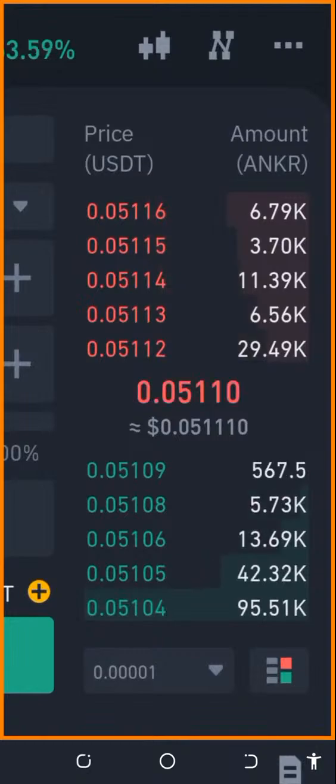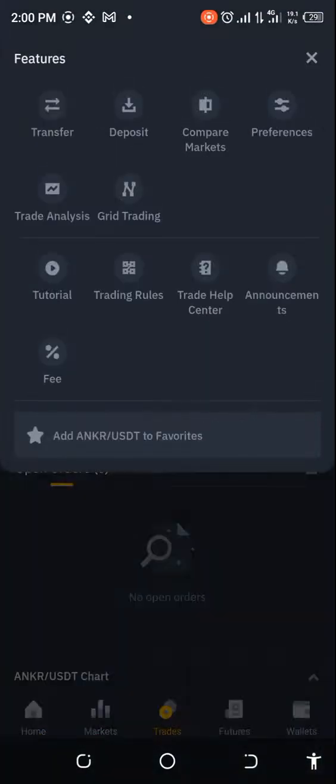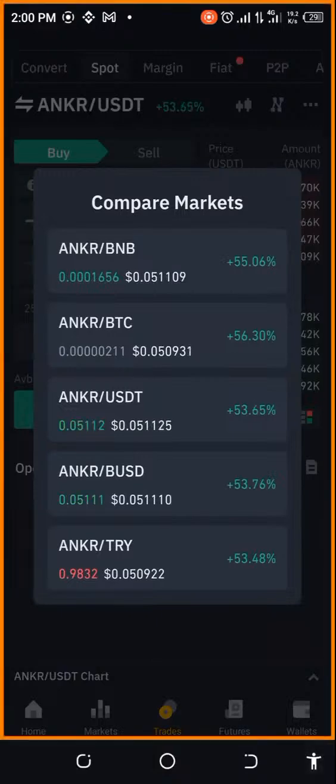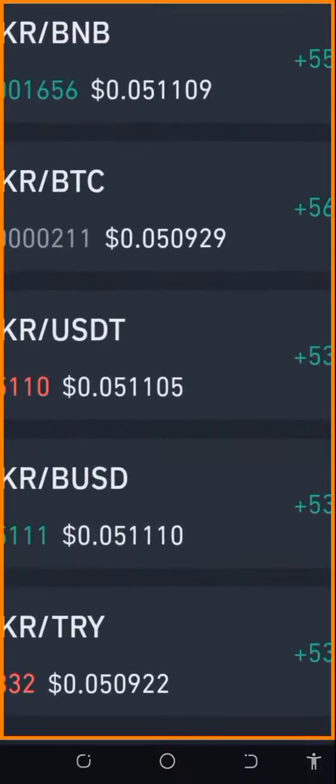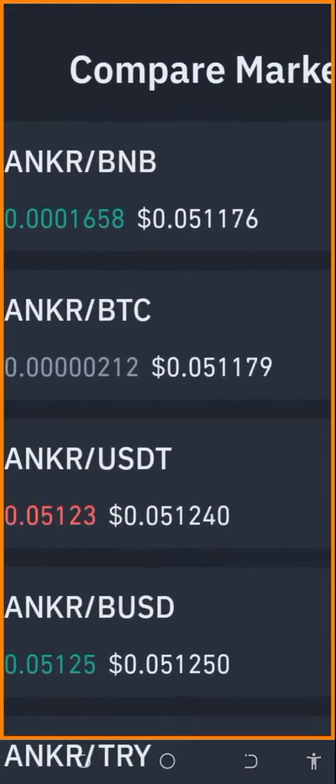Okay, the price is 0.05110. Let's go check the compare markets, because it's really flipping and flopping. As you can see here, BTC is 0.0509. USDT is definitely going to get back to 0.0509, and I'm going to put it back at 0.0509. That is what I am going to put it back as, and that's what I'm going to sell it as. So this is what we're going to do. As you can see, it's flipping and flopping. It's right now at 0.0512.